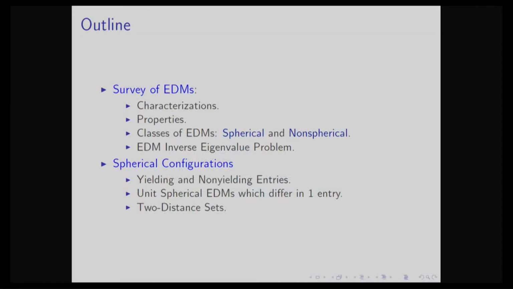In the first part, I'm going to introduce EDMs. We're going to talk about their characterizations. There are a lot of characterizations and some of their properties. And then we'll spend some time on the two classes of EDMs, spherical ones and non-spherical ones. And the emphasis is going to be on spherical ones because these are the more important ones. Then I'm going to talk about the EDM inverse eigenvalue problem. Unfortunately, we don't have much time to go through the eigenvalues, but this would be a nice result to present. So this is the first part.